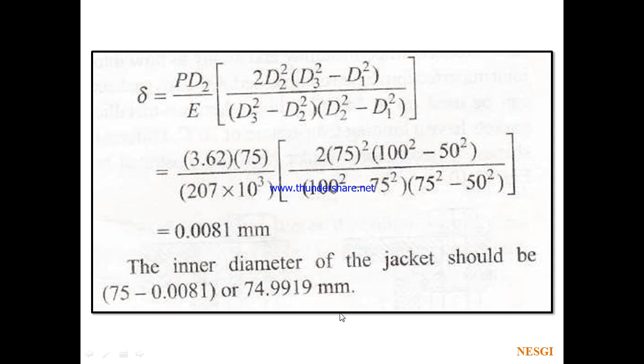So these are the problems on the thick cylinders. If you have any doubts, these problems are explained in the lecture also. I have conducted the actual lecture in the classroom before in some exam. So I am sharing this with you again to make it more clear.